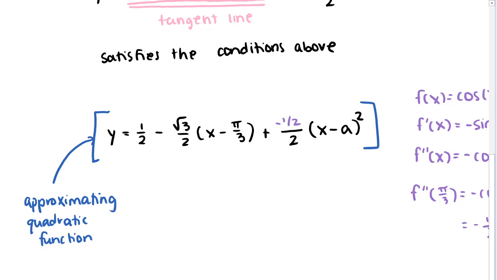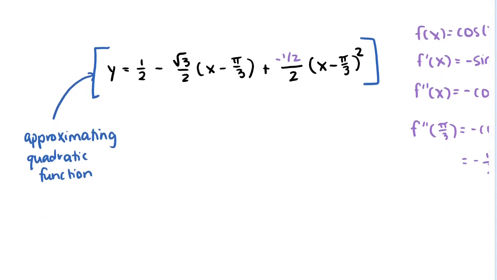If we plug in values into this function near x is equal to pi over 3, we'll get really great approximations for y is equal to cosine of x. So actually, this shouldn't be x minus a, this should be x minus pi over 3. I'm sure that's not going to be the last time I make that mistake with everything that's going on in these equations. Okay, so let me just rewrite one more time that this was just our tangent line part earlier, and we're just adding on this additional quadratic part.